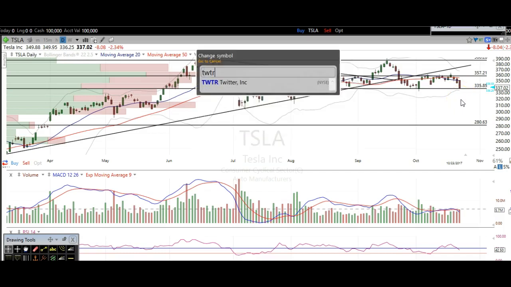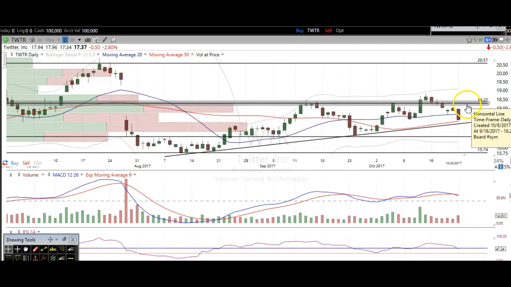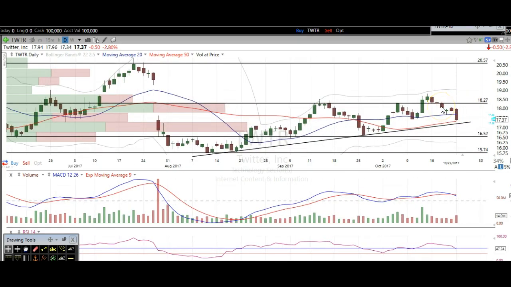The next one we're going to touch on is Twitter. And Twitter, this is another one that did a false breakout, okay? And we called for some downside. We're getting that downside. Again, this is why you need to study this pattern, okay? This pattern, here we go.